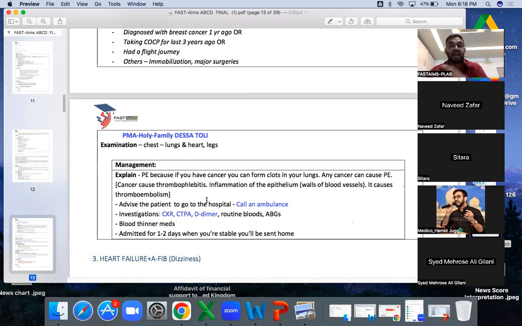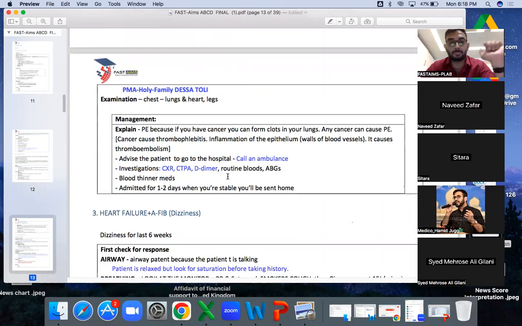If it is not stable and the clot size on the CTPA is very large, then you give TPA, tissue plasminogen activator. Otherwise, you need to keep the patient under observation. You need to heparinize and anticoagulate the patient, keep the patient under observation and rule out the cause. And you need to know about the Wells score. These are the questions. However, this scenario is not coming. Still, it is among the stations, you need to know how to manage it. It should be in your mind.